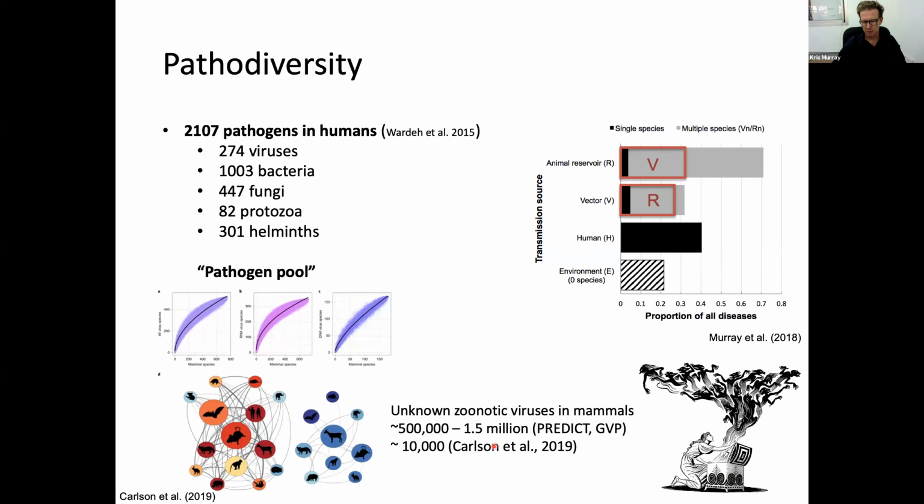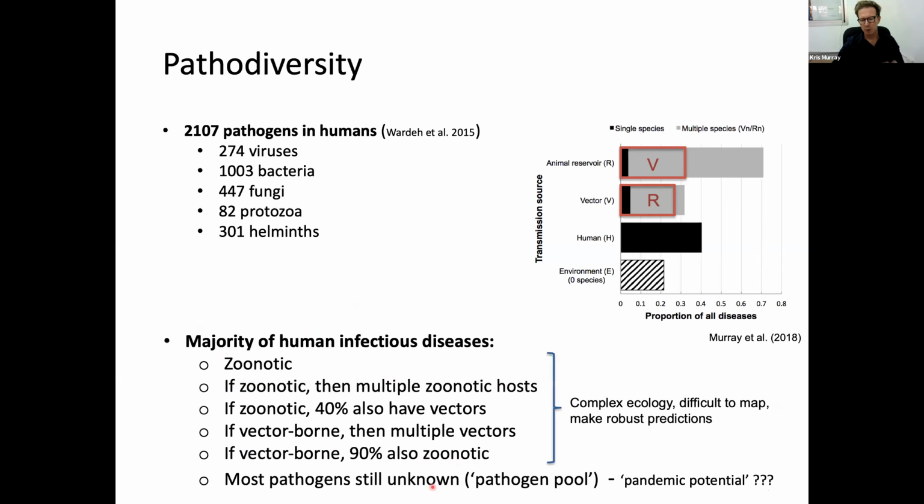Initial estimates from some work that I was actually involved in a few years ago put that number at about 500,000 to 1.5 million viruses in mammalian hosts. And then more recently, a much more reasonable estimate that took into account the sharing network of viruses between species suggests it might be around 10,000. So you can see that uncertainty is just absolutely huge at the moment. The point is that the majority of human infectious diseases are very complex beasts to try to unpick. So trying to predict the net impact of land use change on the entire community of human pathogens is a very, very difficult task to try and achieve.